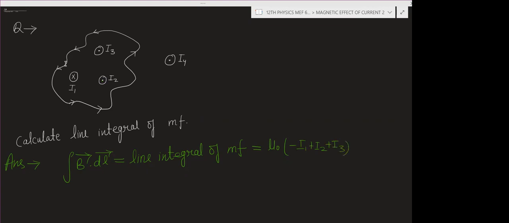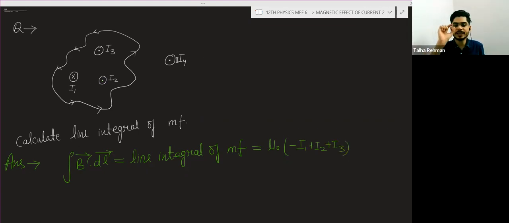And you will not take this I4, because it is not in the loop. Yeah, because this I4 is not in the Amperian loop. So this is the benefit of Ampere's law. Okay, and this question is all from your previous year exam. So this is over now.